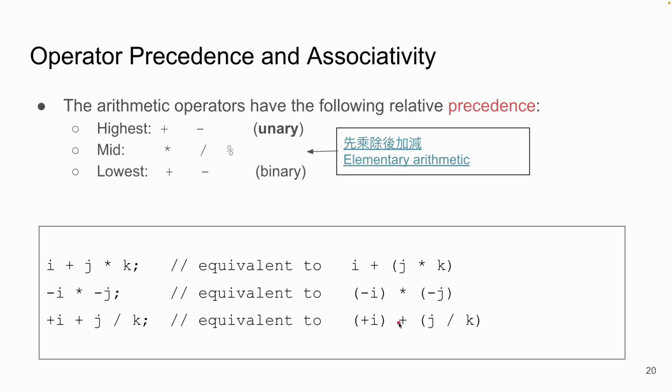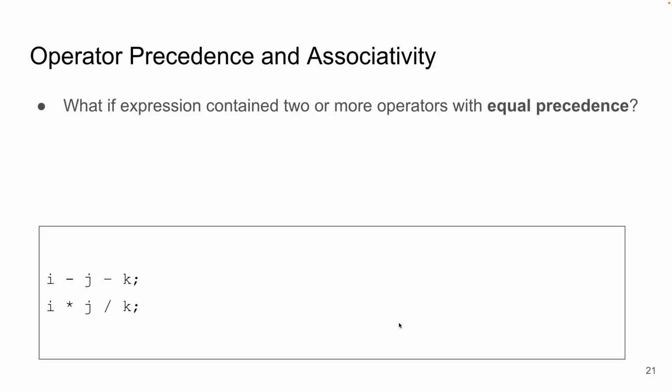So this is the simple one. But what if the expression contains two or more operators with equal precedence? What if all these precedences are the same? We have these two expressions here, for example. How can I know which part I should calculate first? That is why we also need to know something about associativity.